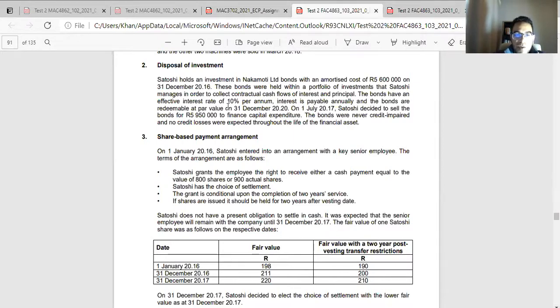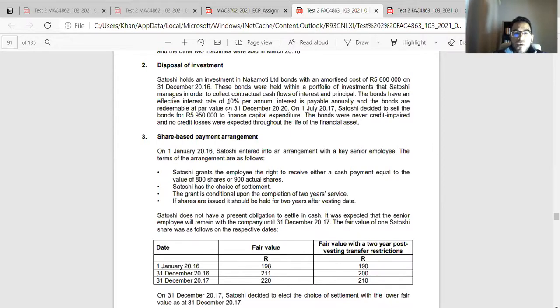Okay, so over here, what would happen? On 1 July 2017, they sold the asset for 5,950,000 rand. So we're going to say debit bank 5,950,000 rand. Then we're going to have to credit the financial asset at amortized cost at 1 July 2017.